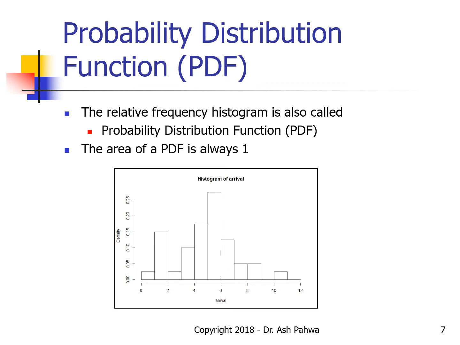In the previous slide, we were able to plot the relative frequency histogram. The relative frequency histogram is also called the probability distribution function. The area under the curve of the probability distribution function is always going to be 1, and this probability distribution function is also called PDF.